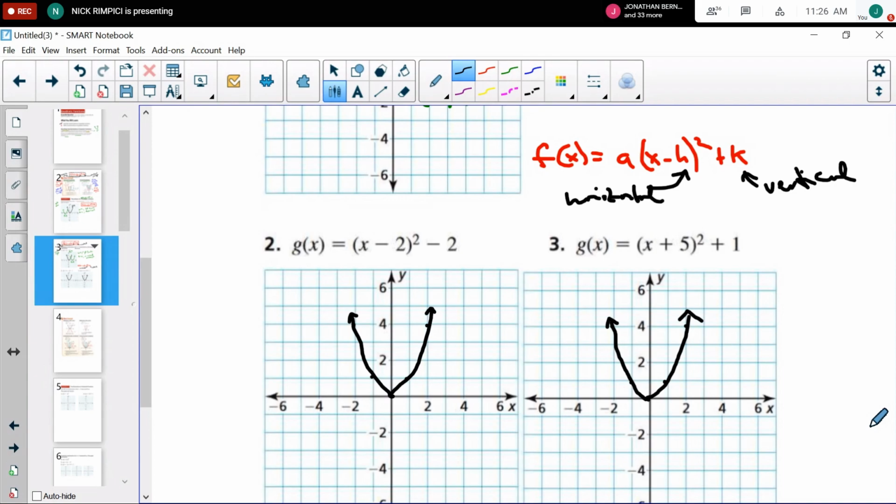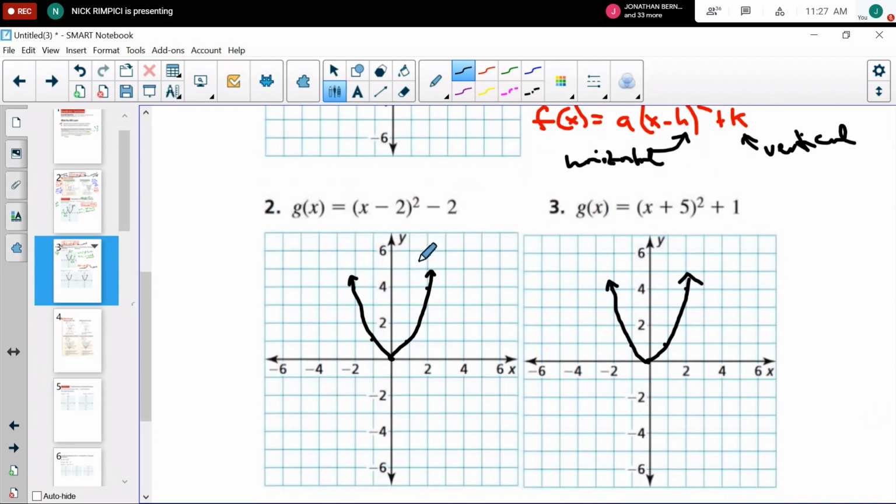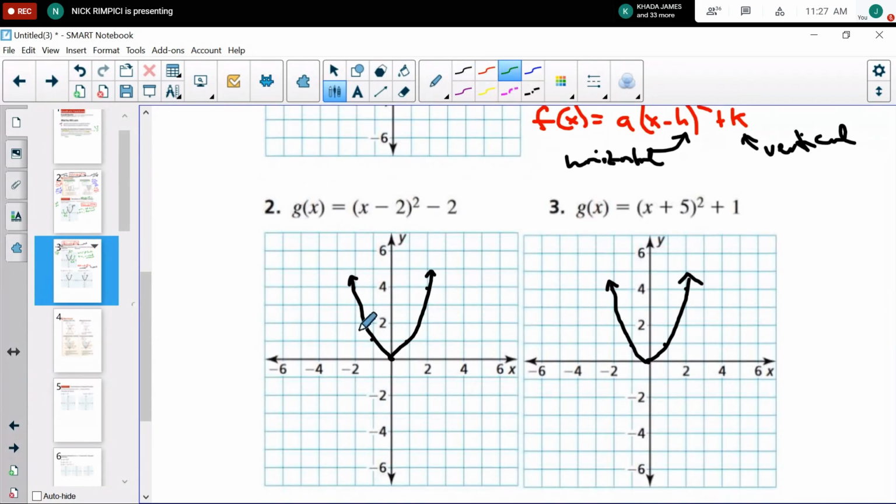Okay, so let's take a look at example two. Before I go ahead and throw this thing into Desmos, anybody want to make a prediction? At this point, you guys actually worked it out, so you know for sure. What's going to happen in example two? How is this graph going to shift compared to the parent function x squared?